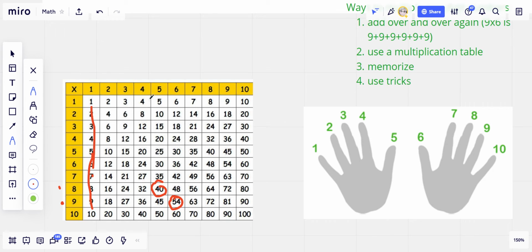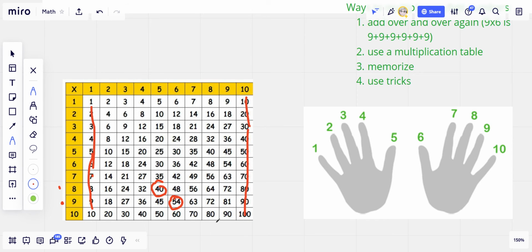The fours, well, you can take the twos and double it. So we know that 2 times 6 is 12. Double that is 24. So 4 times 6 is 24. I'm going to come back to the fives in a minute, but the tens, another really easy one. I mean, you don't really have to memorize anything here. You just add a 0. 4 times 10 is 40, 4 with a 0 on the end. So you've got all of these.